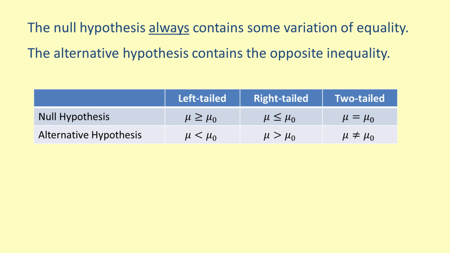For a left-tailed test, the null hypothesis contains the greater than or equal to symbol, and the alternative hypothesis contains the less than symbol. For a right-tailed test, the null hypothesis contains the less than or equal to symbol, and the alternative hypothesis contains the greater than symbol. For a two-tailed test, the null hypothesis contains the equal to symbol, and the alternative hypothesis contains the not equal to symbol.